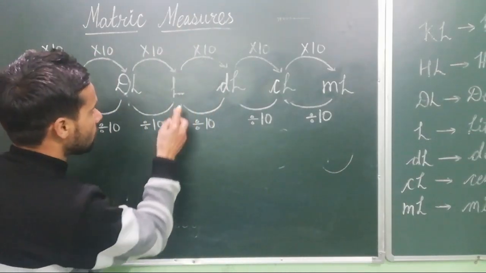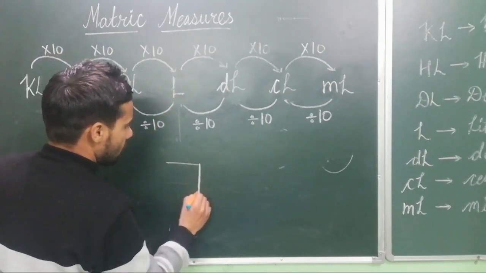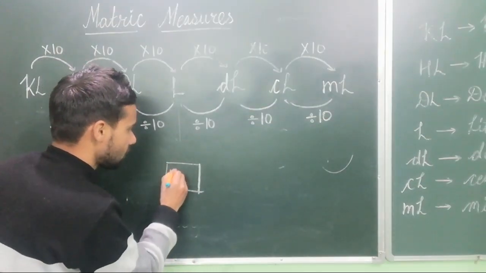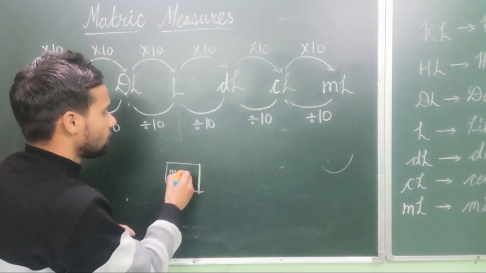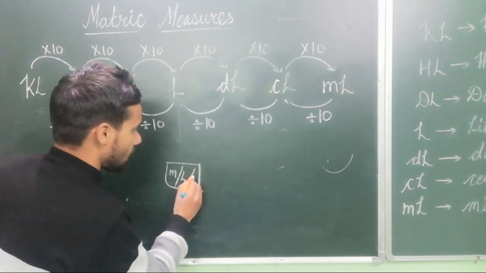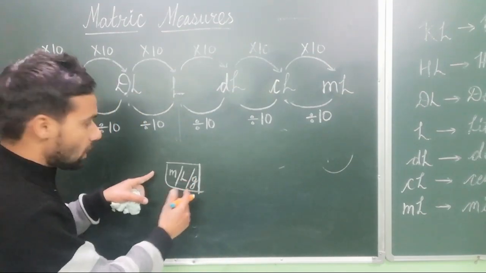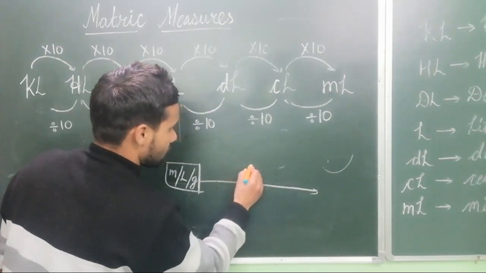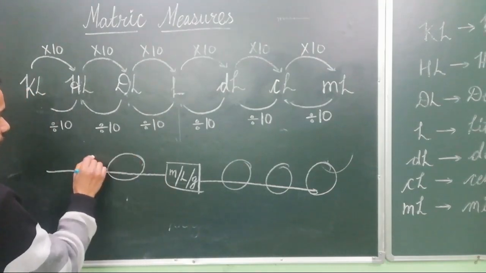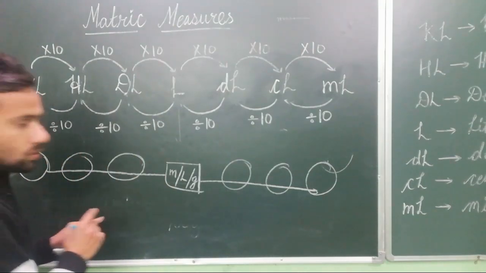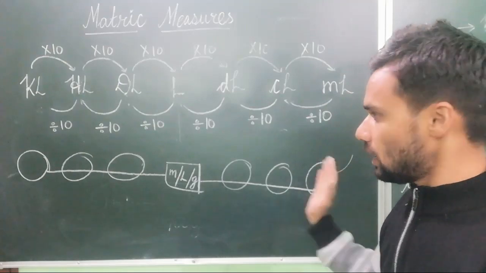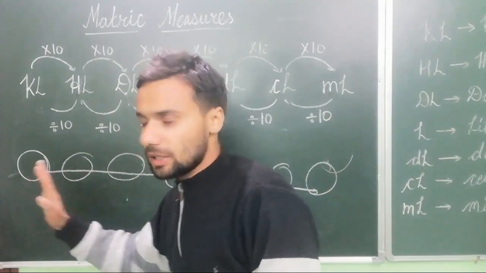First of all, write this down. If you want to write the units of length, you write meter. If you want to write the units of capacity, you write liter. If you want to write the units of weight, you write gram at the center. This is the center point. After this, you can write 3 things, 1, 2, 3. Similarly, here 3 units. On the right hand side, the unit is decreasing, and on the left side, the unit is increasing.